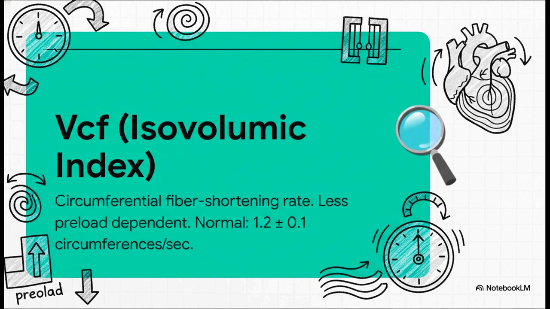A great metric here is the circumferential fiber shortening rate, or VCF. This isn't just about how much the fibers shorten, but how fast they do it. Because we measure it before the aortic valve even opens, it's considered less dependent on preload, which gives us a clearer window into pure myocardial contractility. You're looking for a normal value of about 1.2 circumferences per second.